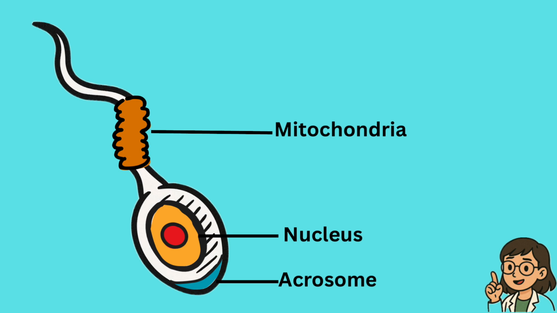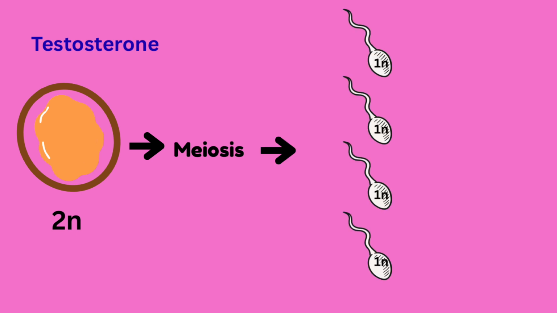The middle has mitochondria, which provides the cell with energy to swim, and the tail part is just the tail. It helps the sperm cell to propel itself. Testosterone is the hormone that stimulates a diploid 2N germinal epithelial cell on the seminiferous tubule to undergo meiosis. Each cell will produce 4 haploid spermatids and mature to form a haploid cell.